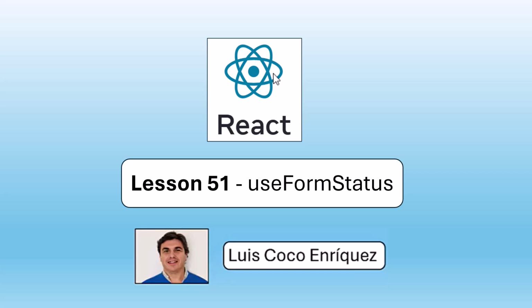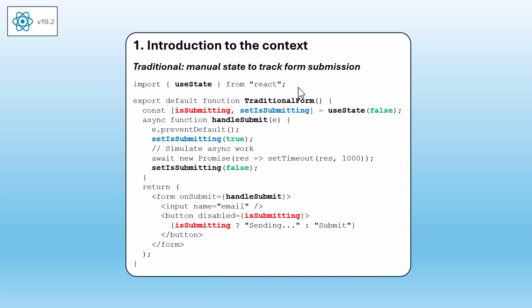Lesson 51: Use Form Status. 1. Introduction to the context. In modern React development, handling forms has evolved significantly. Traditionally, to detect when a form was being submitted or processed, developers relied on local state, custom logic, or external libraries. With the latest version of React DOM, a new native mechanism appears to simplify this control, the useFormStatus hook.